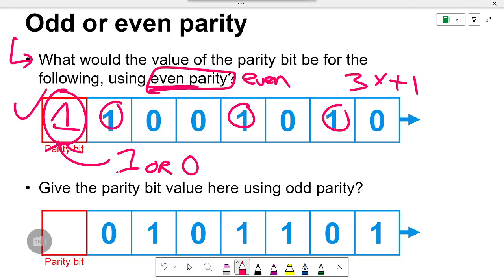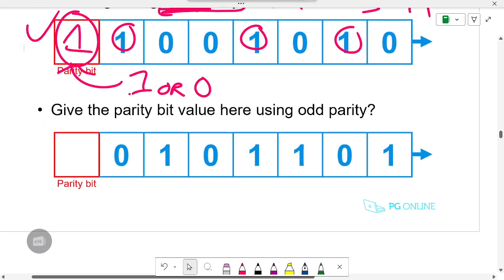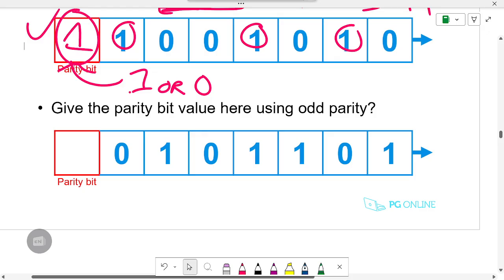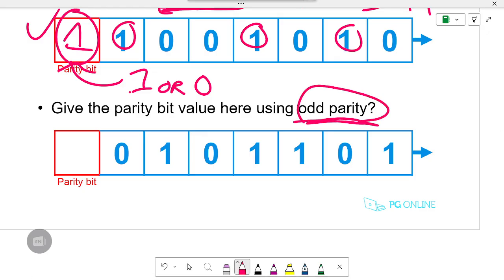Okay, Carol. Your turn. Given the parity bits, this is odd parity. Does this become a 1 or a 0? This is yours, Carol. Read the question, and then tell me if it's a 1 or a 0. It's a 1.